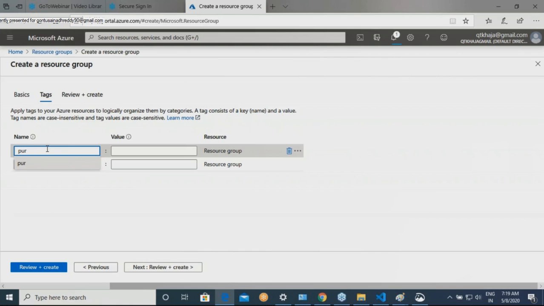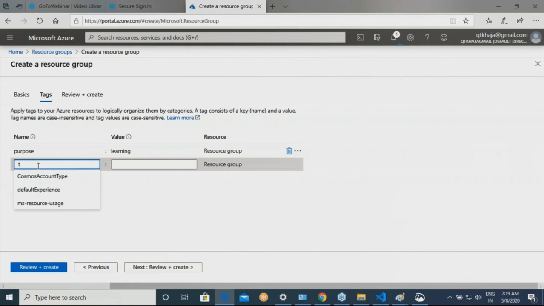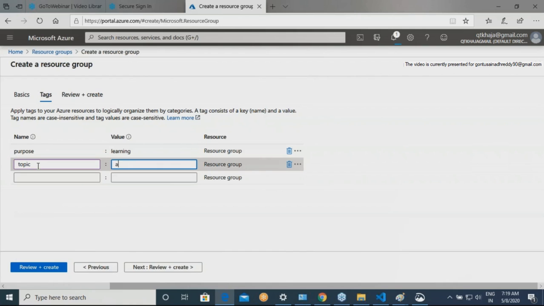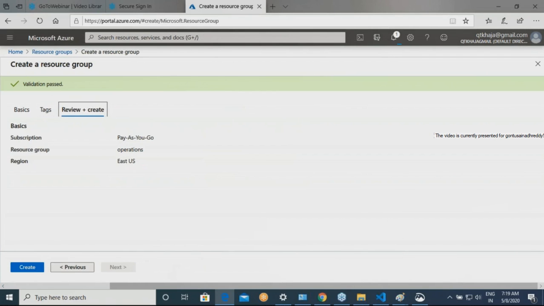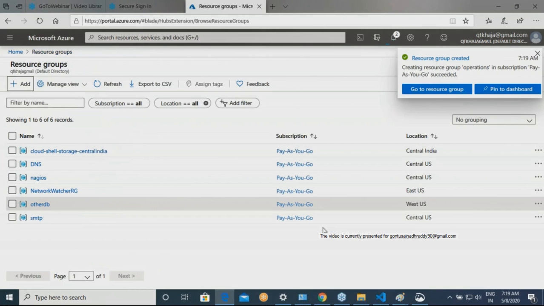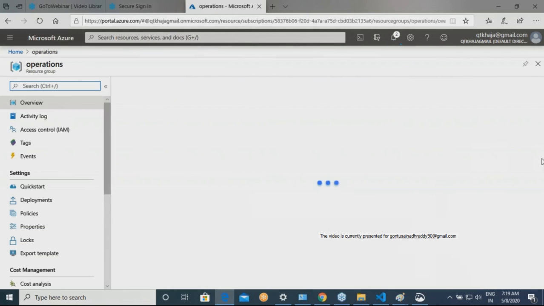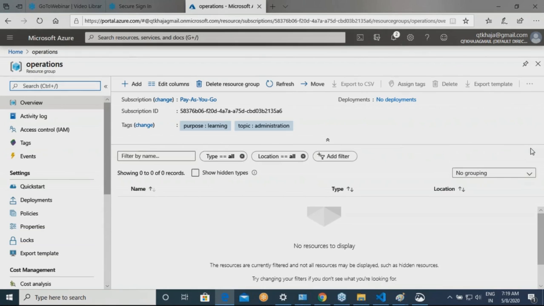Okay. I'm just creating some tag only for the sake of it. Purpose: learning. Topic: administration. Okay. So in your organization, you might not be creating tags like this, but you might be creating them for your businesses and all of that stuff. And then I'll click on create. Okay, good. So I have a resource group now.